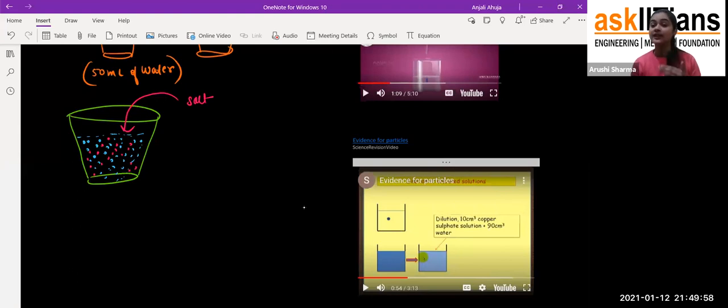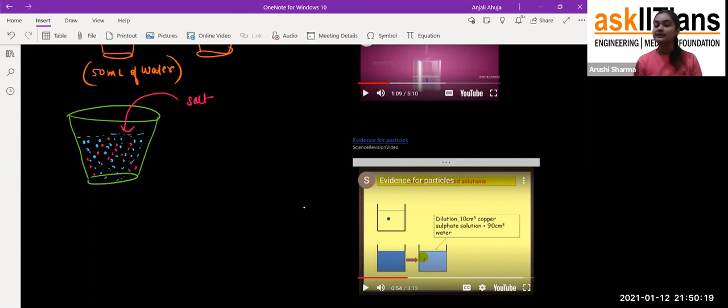Students, now you can imagine how the color is transferring from the blue copper sulfate crystal to the water. It is just because the particles present in the water have spaces, so that the particles of the copper sulfate dissolve into those spaces, and the color of the solution changes. That's the reason behind it.